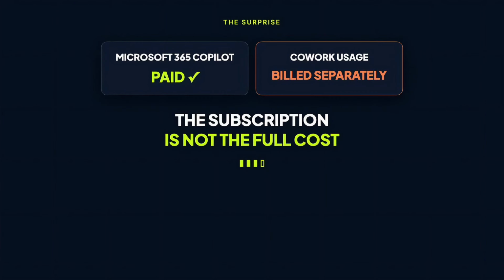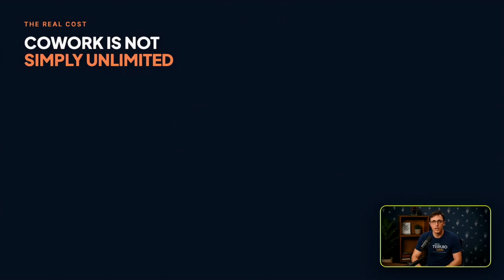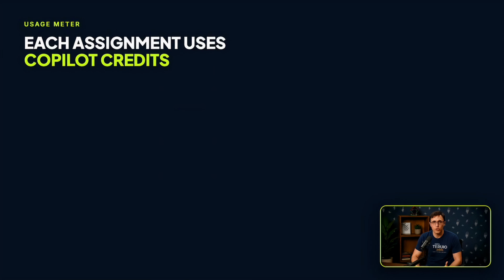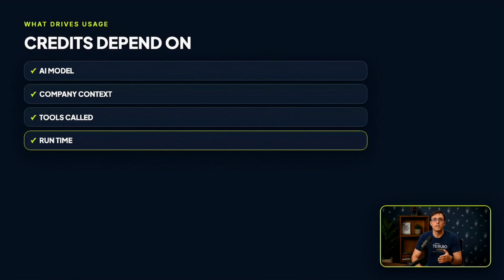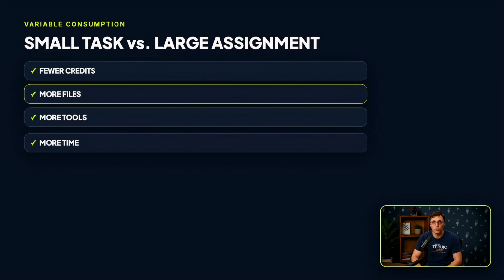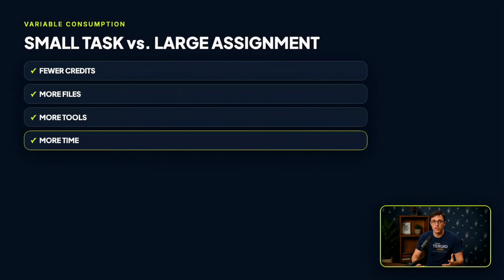Cowork uses separate usage-based billing. Cowork is not simply unlimited inside the regular Microsoft 365 Copilot subscription. Each assignment consumes something called Copilot credits. The number of credits depends on what Cowork does during the assignment. That includes which AI model it uses, how much company context it retrieves, which tools it calls, and how long the assignment runs. A small task should consume fewer credits. A large assignment that searches many files, uses several tools, and runs for a long time should consume more.